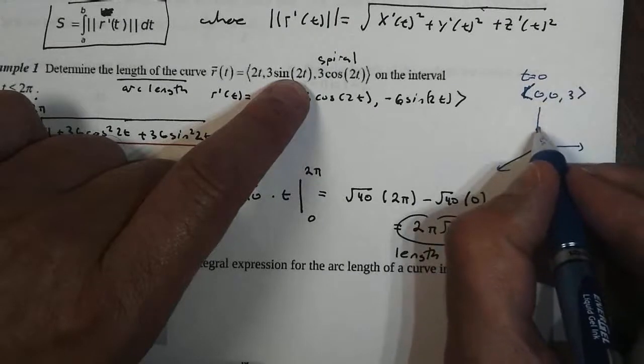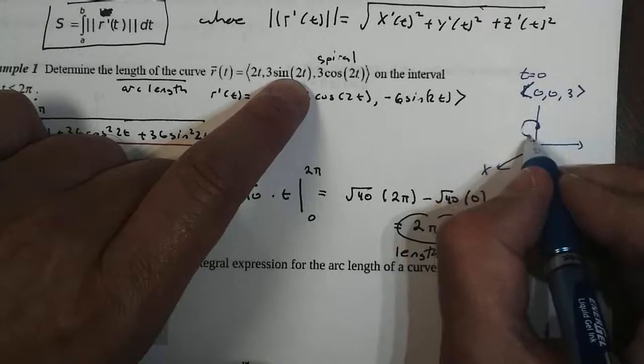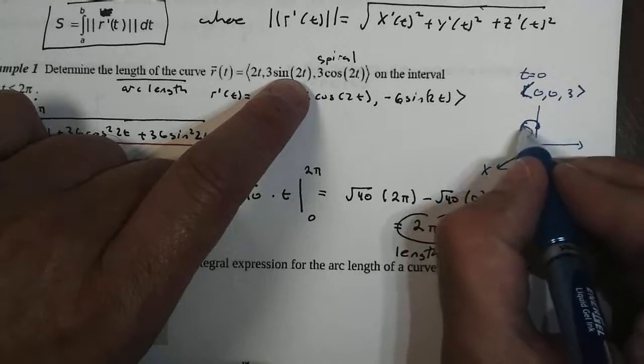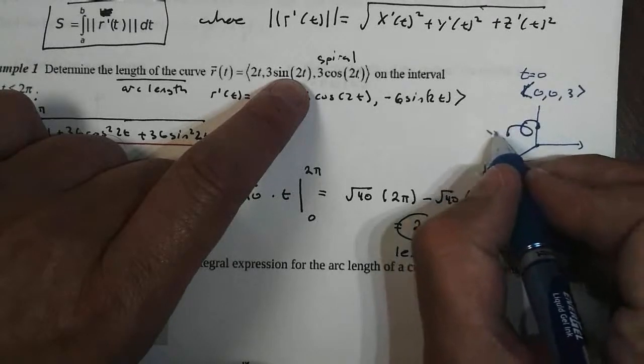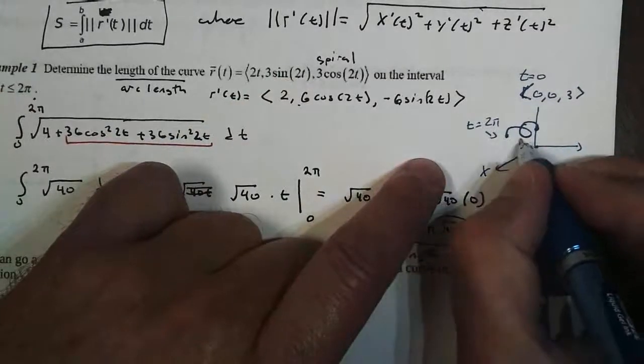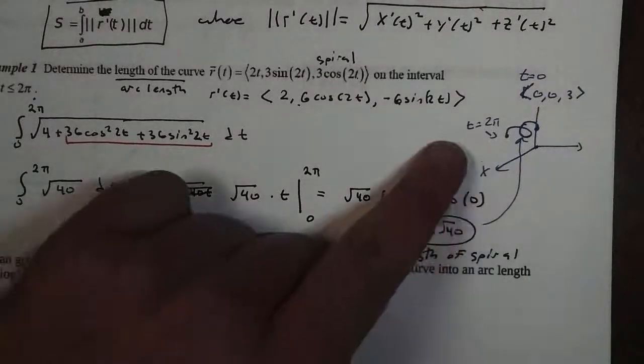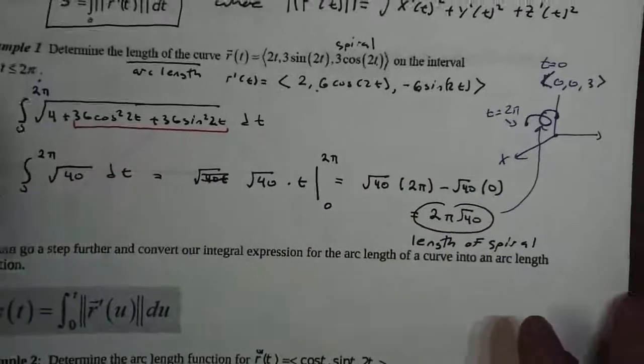And remember, it's going to be kind of hard. I'm spiraling out on the x here. So you can kind of imagine us spiraling out on the x until t equals 2 pi. So the length of that bit of spiral is just 2 pi times the square root of 40. Right there. I'll be honest with you, I'm impressed with my spiral. Nice.